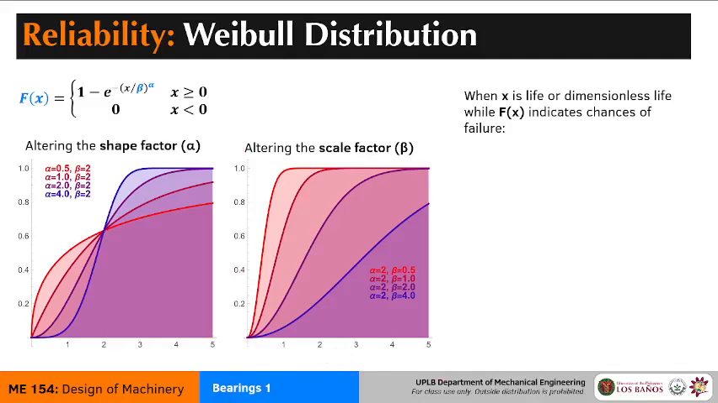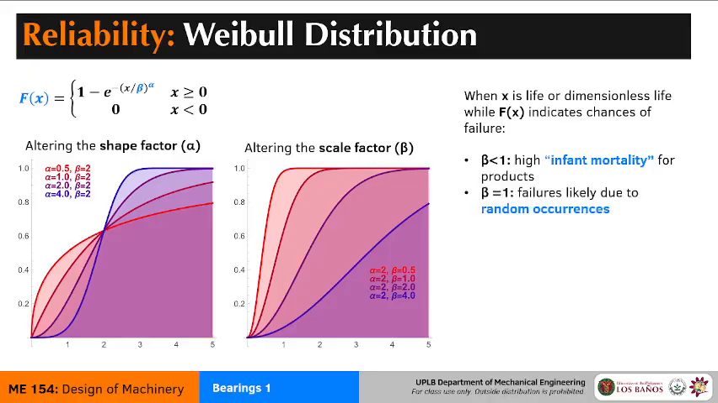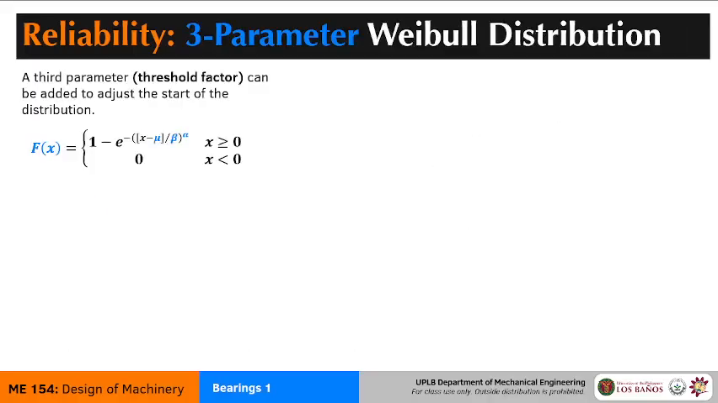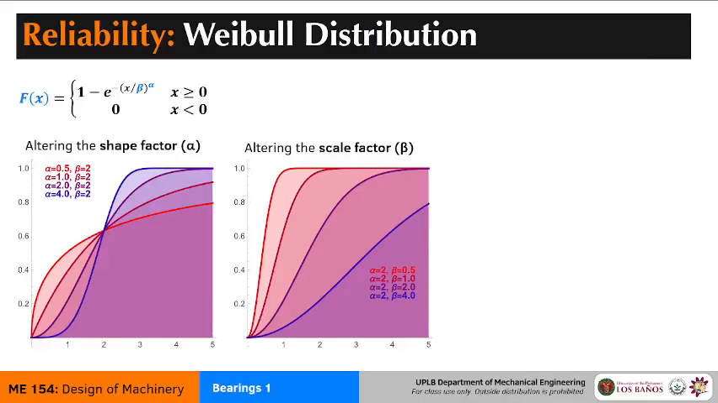Then we can define reliability as the sort of, so I'm gonna look for it here. Okay, so it's not here. So we're just going to assume, okay, so right now what we're seeing is x is dimensionless life, and this y-axis here is the chance of failure.